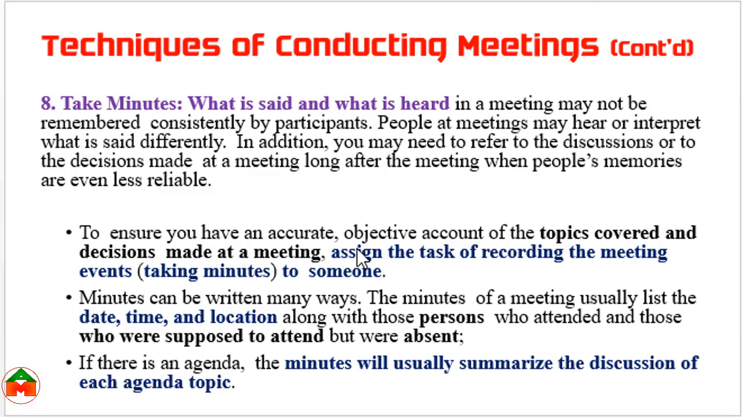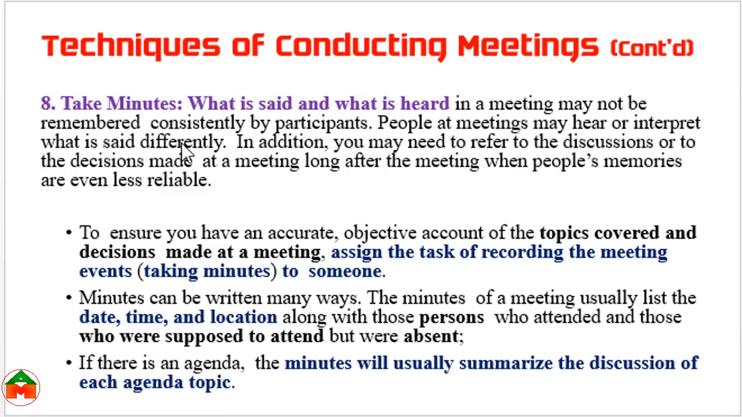To ensure you have an accurate, objective account of the topics covered and decisions made at a meeting, assign the task of recording the meeting events or taking the minutes to someone. Minutes can be written in many ways. You should mention the date, time, location, as well as the persons who attended and those persons who did not attend but were supposed to attend. If there is an agenda, the minutes will usually summarize the discussion of each agenda topic.